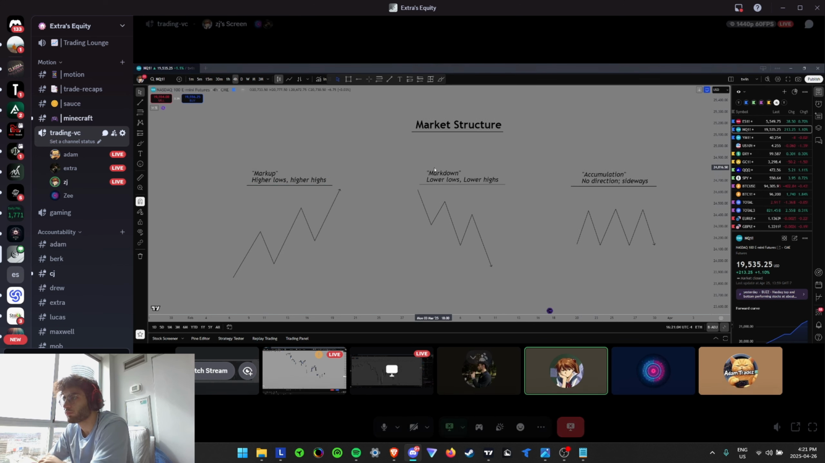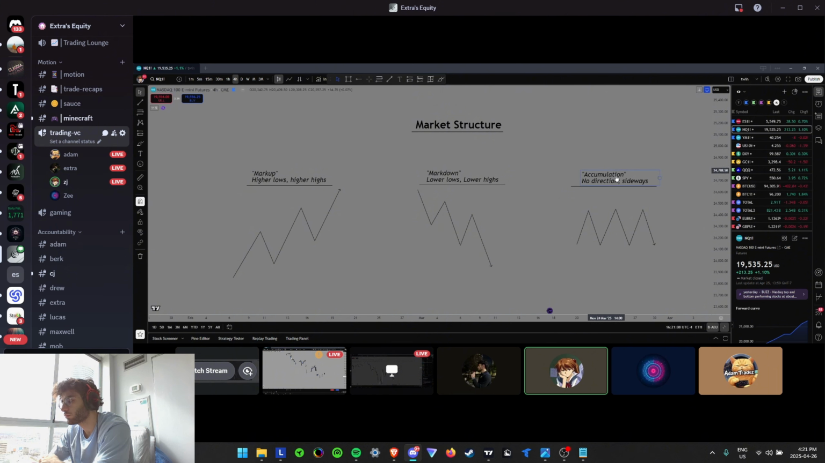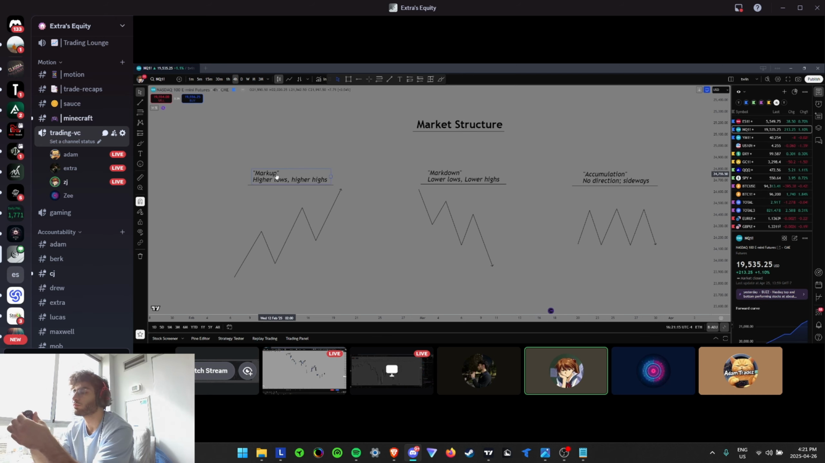There are three directions we want to see price going. We don't really want to see it go in this direction. So when you're trading, you want to either be trading in the direction of a markup, a bullish trend, or markdown, a bearish trend.